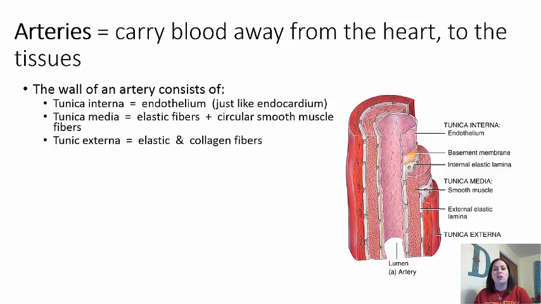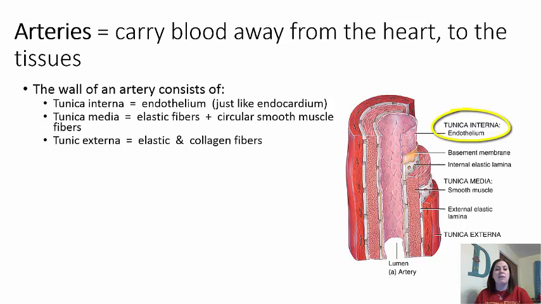The wall of an artery consists of three main layers. The first layer is called the tunica interna. Of course, that's the internal layer. A tunica is like a tunic. It wraps around. This is made of endothelium, just like the endocardium of the heart.